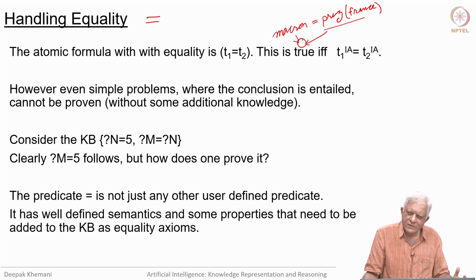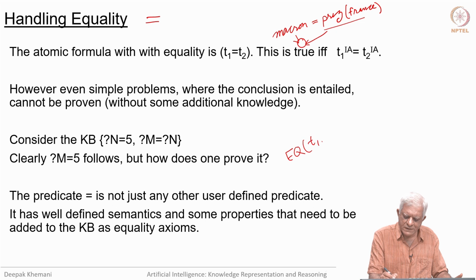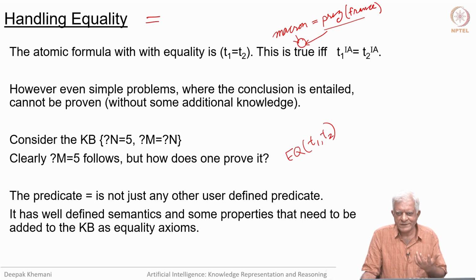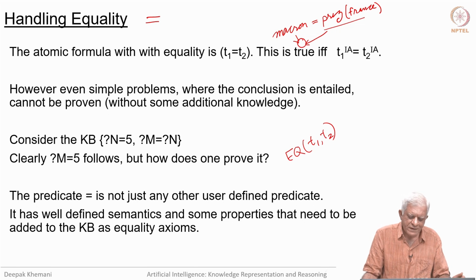The reason we can't do it very simply is because the predicate equality is not just any other user defined predicate. Of course, you could have defined equality by saying equal T 1 T 2. I can say this is what I mean, but unless I add some more knowledge about what are the implications of using equality, or what does equality entail, we should not be able to prove even simple things like if m equal to n and n is equal to 5, then m must be equal to 5 essentially.